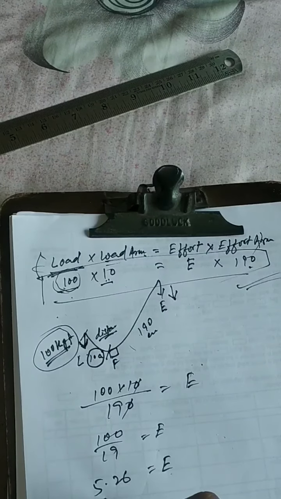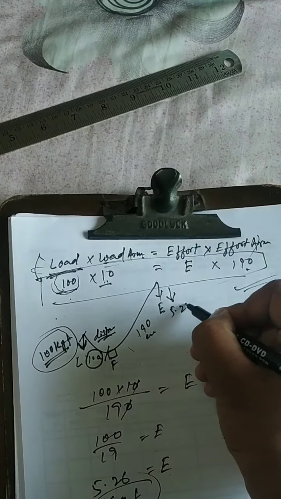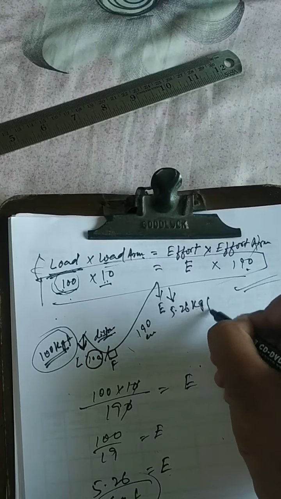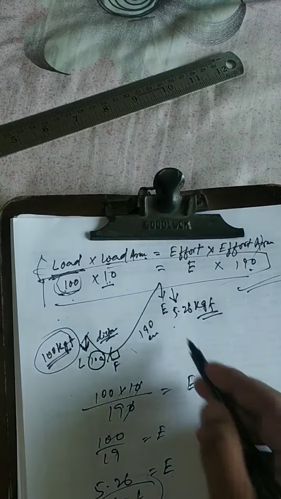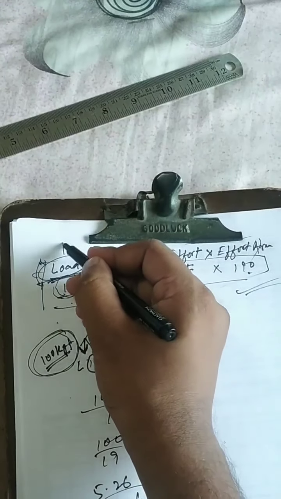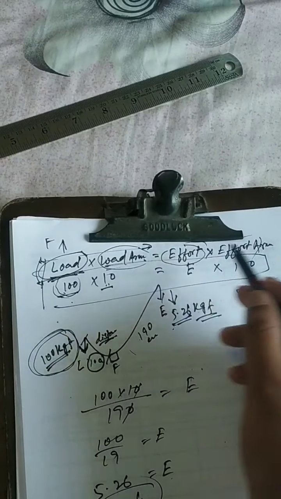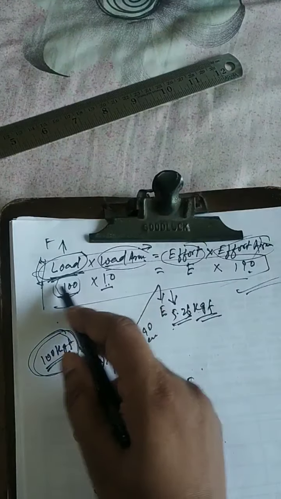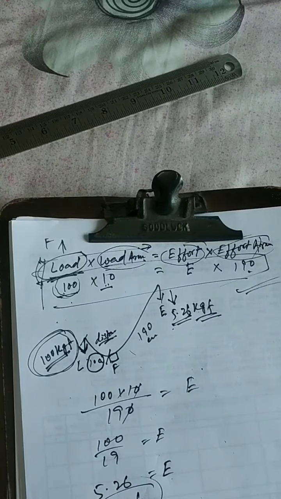So by applying a small force of 5.26 kgf here, or in Newton, if you multiply with 10, this 100 kgf load will be lifted. Clear? Hope you understand. This is the main formula. Load is a force. Load arm is a distance. Effort is a force. Effort arm is a distance. By this formula we get the answer. Clear?